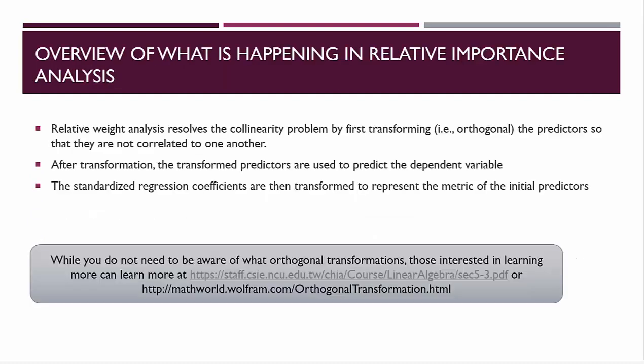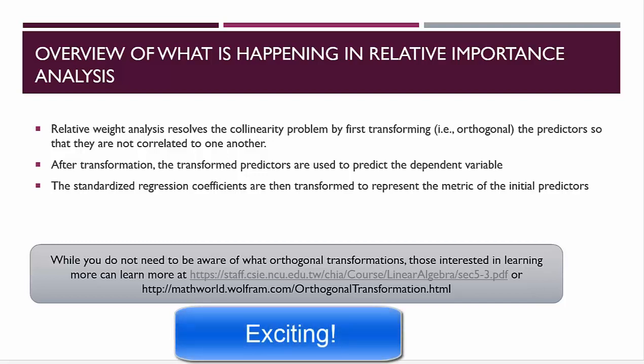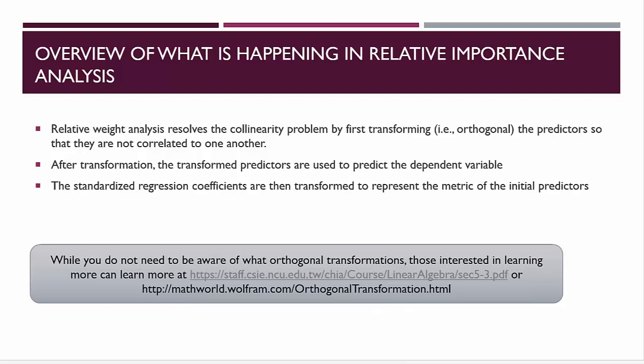The nice thing about relative importance analysis is that the computer and the software will do all of the hard work. We will only be interpreting the output, but it can be valuable to have a high-level understanding of what it is that the computer and the software are doing. So let's explore that. In relative importance analysis, we're trying to overcome collinearity, which we can do by transforming the predictor variables so that they're no longer correlated.